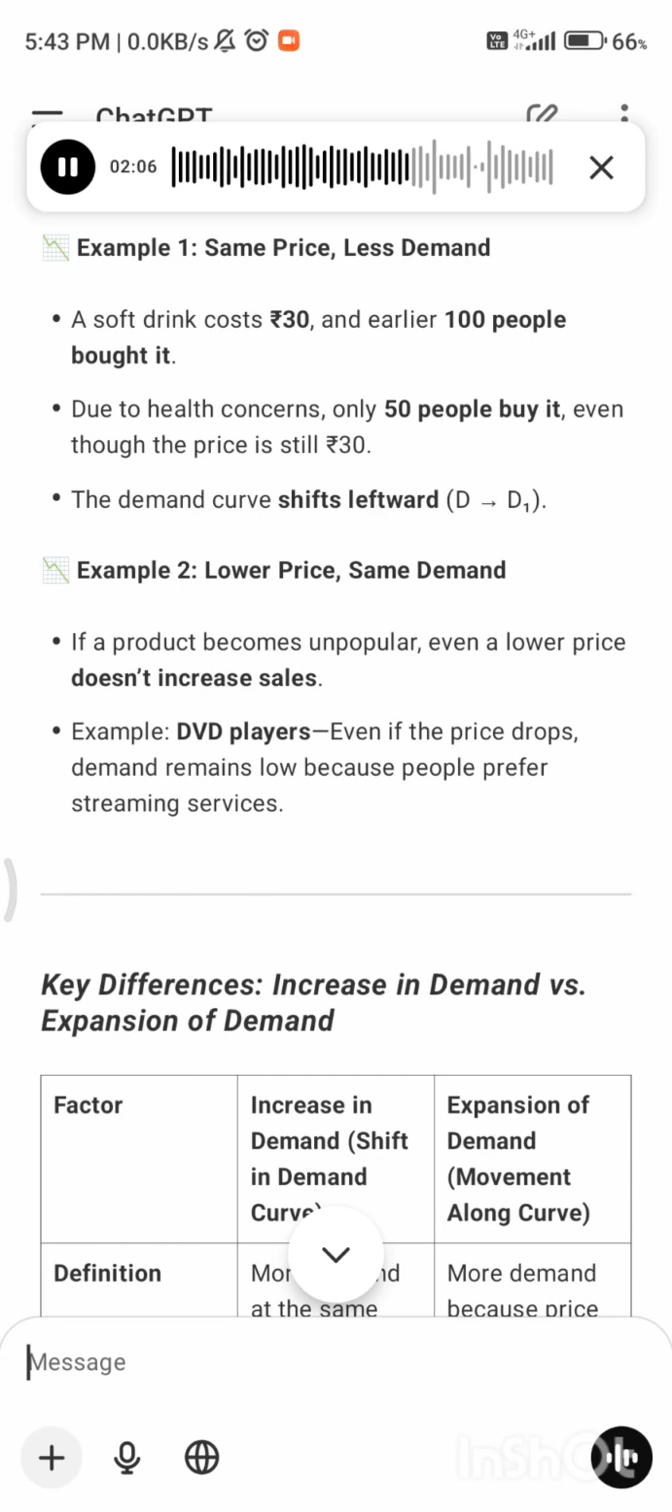Example 2: lower price, same demand. If a product becomes unpopular, even a lower price doesn't increase sales. Example, DVD players. Even if the price drops, demand remains low because people prefer streaming services.